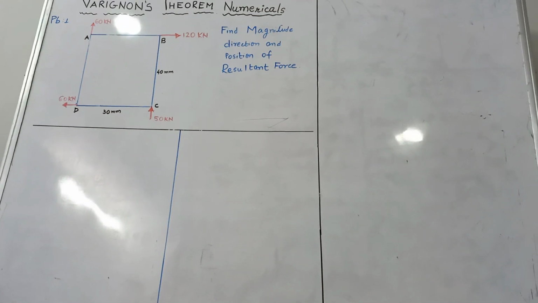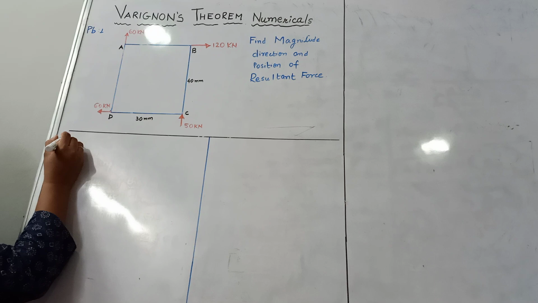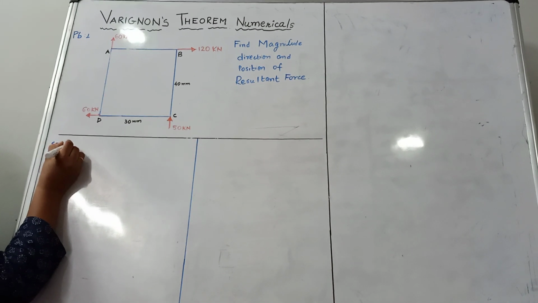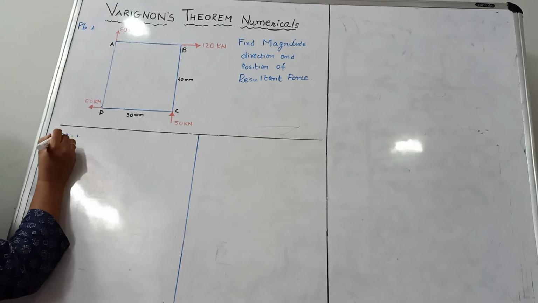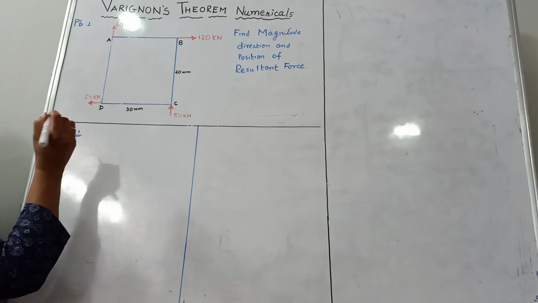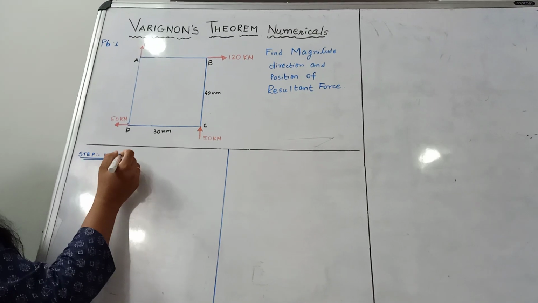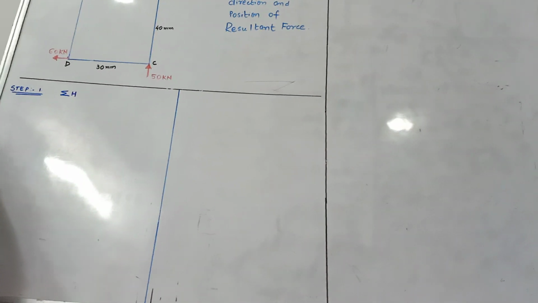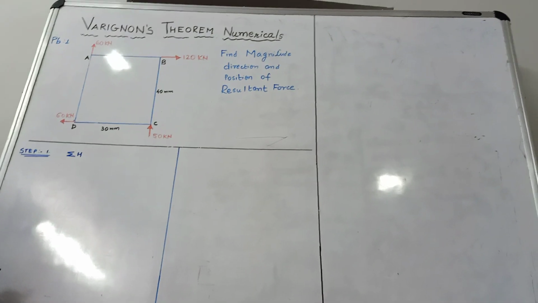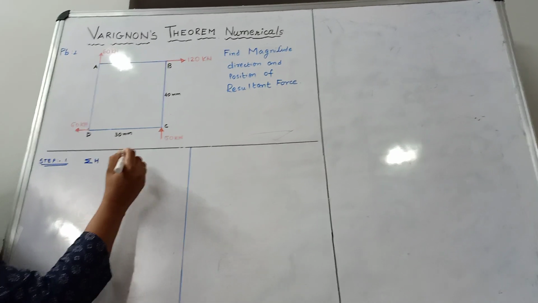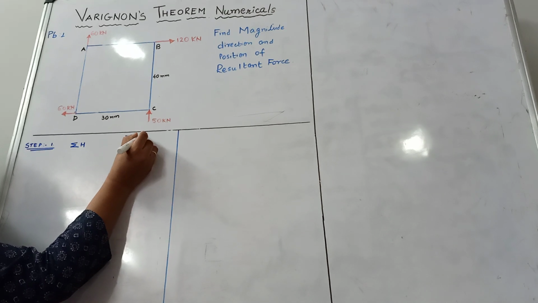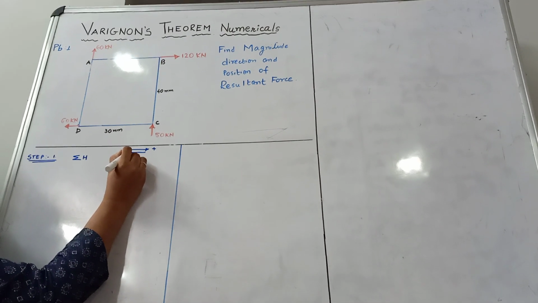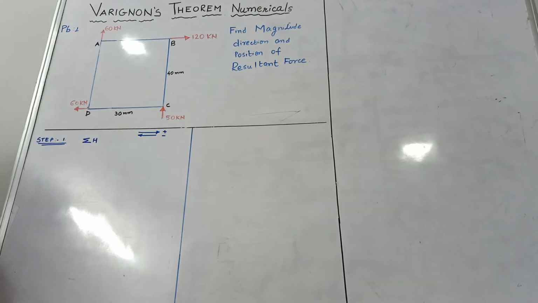So what is our step number 1? Step 1 is to find the value of the resultant, and for that we have to find the algebraic summation of all the horizontal forces. What does the algebraic sum of horizontal forces mean? If the force is moving towards the right, we take it as positive. If the force is moving towards the left, we take it as negative.